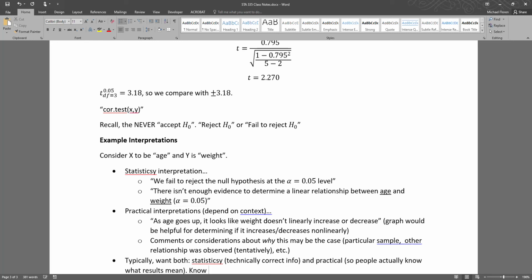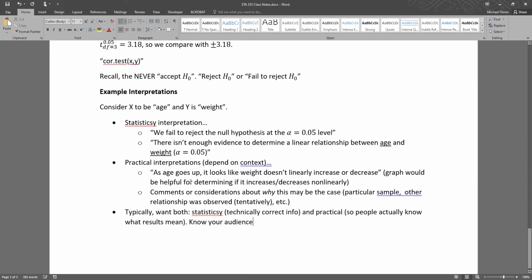Now you should also consider your audience when you're writing this in real life, and this is one of the reasons why we will do both in this class. Typically when I'm reporting for clients, I also report both virtually every time. There is very rarely a case where I provide a statisticsy interpretation without a practical interpretation. There's occasionally a case where I'll provide a practical interpretation without a statisticsy interpretation, but never in a formal write-up and never in a poster or project.